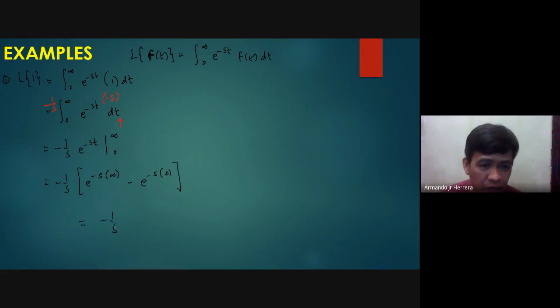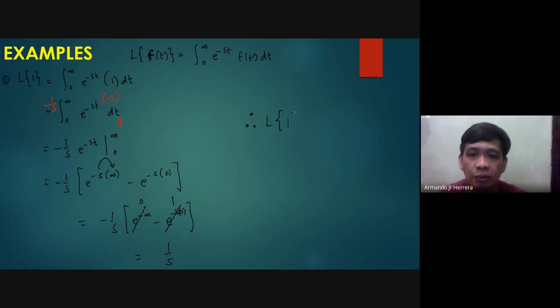So this is negative 1 over s, e to the minus infinity, because negative s multiplied by infinity, a very large number, is negative infinity. Minus e to the minus s times 0. Sige, lagay ko na rin dito para hindi naman maano yung s. So, but negative s times 0 is 0, so e to the 0 is 1. And e to the minus infinity is 0. So, 0 minus 1 is negative 1 multiplied by negative 1 over s, so that gives us positive 1 over s. So, therefore, Laplace transform of 1 is simply 1 over s.